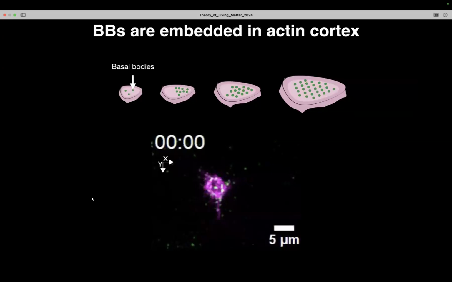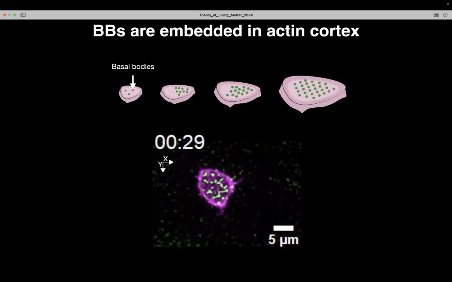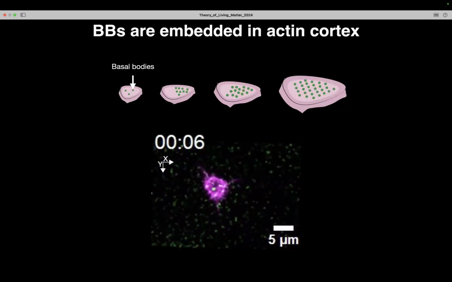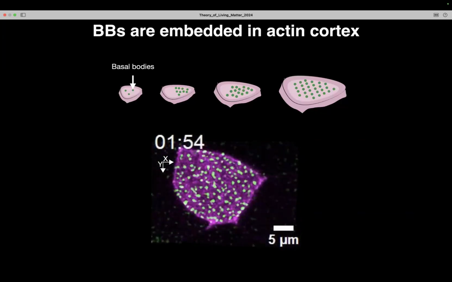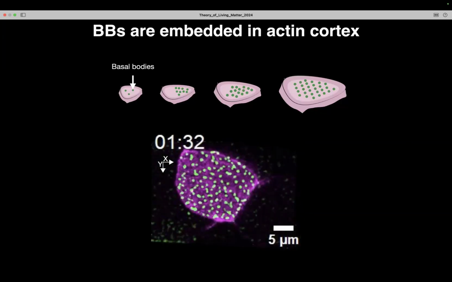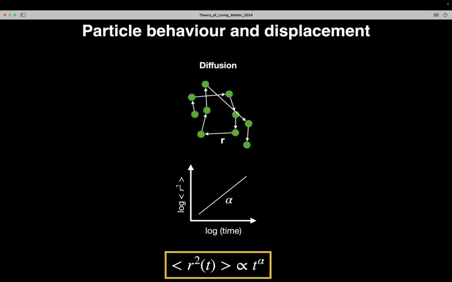All right. So the very first thing that we did to understand how we get the spreading of the basal bodies and this patterning was to understand how these basal bodies move within the expanding apical domain, so how they behave within this actin network. To do so, we measured mean square displacement, so how these basal bodies are moving within the actin network.